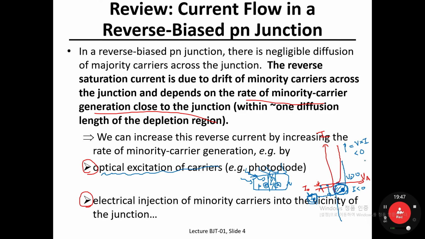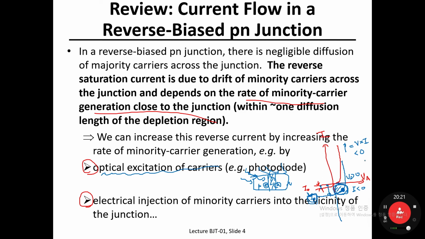And herein the question is how to increase the saturation current. There are two ways. One way is the optical one, right? By shining light onto the PN junction diode, we may have a chance to increase the saturation current. But that's beyond the scope of this lecture. This lecture is mainly focused on IC devices, not solar cell stuff. So the optical excitation of carriers is a good way to increase saturation current, but that is beyond the scope of this lecture.